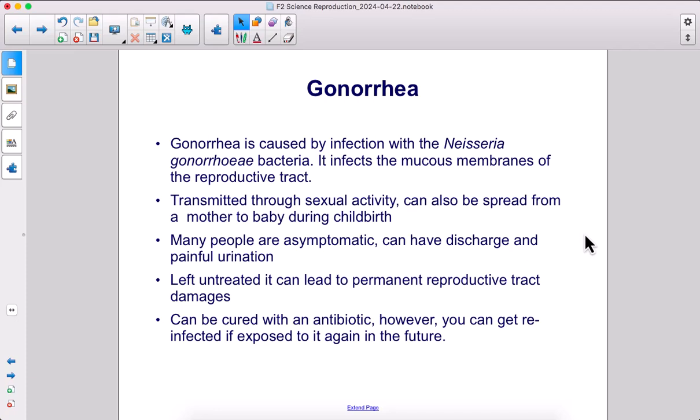Left untreated, it can lead to permanent reproductive tract damages. It can be cured with an antibiotic. However, you can get reinfected if exposed to it again in the future.